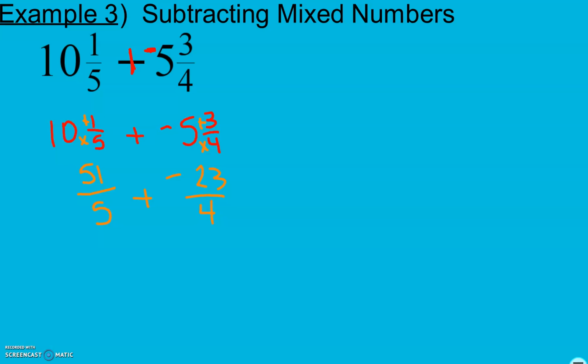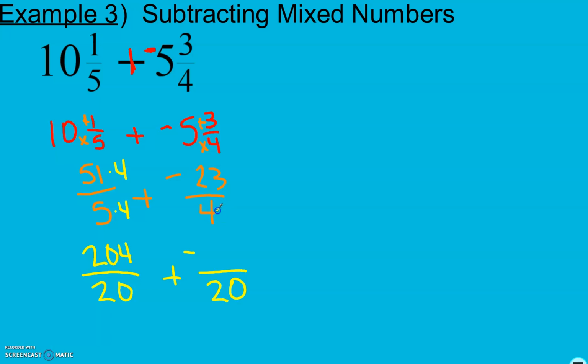They're not the same, and they don't have any common factors other than 1. They're relatively prime, which means we multiply them together to get our least common multiple, which becomes our least common denominator. To go from 5 to 20, I have to multiply by 4. If I change my denominator, I also have to change my numerator. So here I get 204.